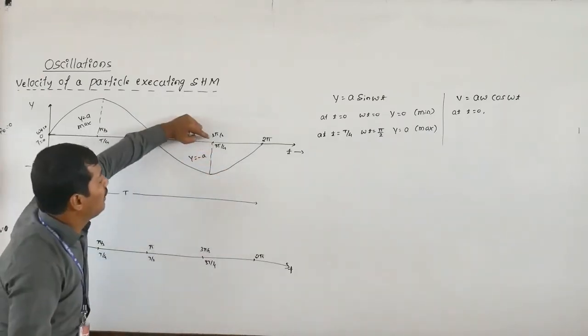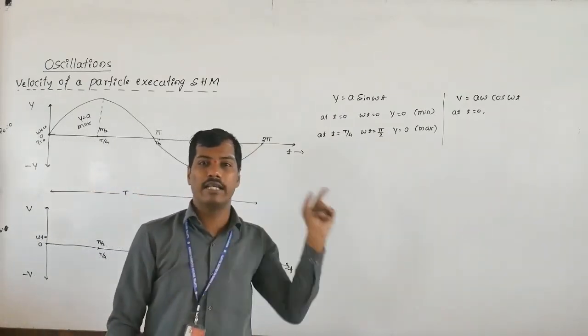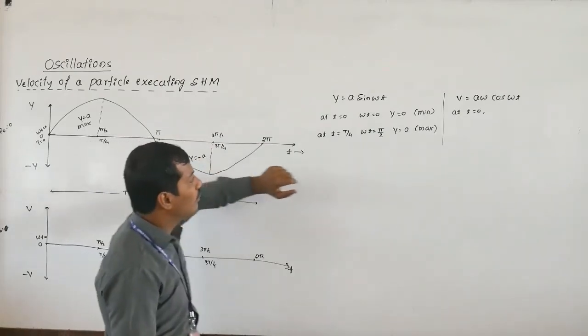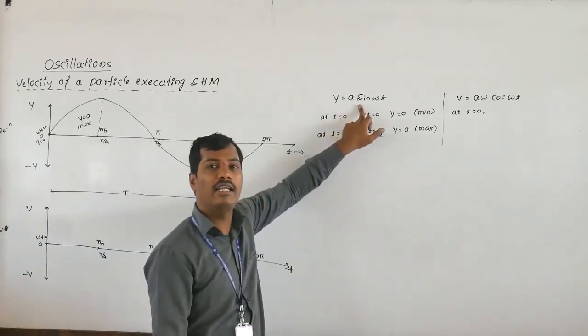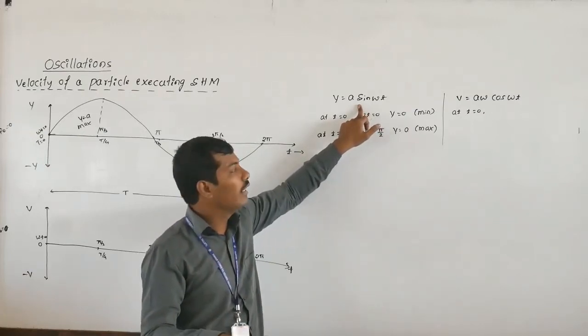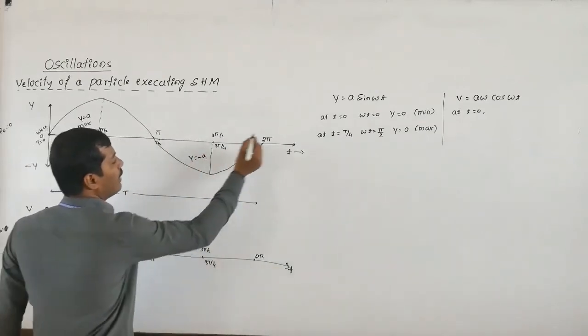Because 3 pi by 2 is in the third quadrant, and in the third quadrant, sine is negative. Sine 90 is again 1, and it is 180 plus 90. So the negative sign is there, and minus a is the value. Then again it is 0.